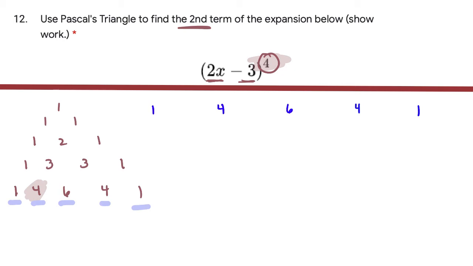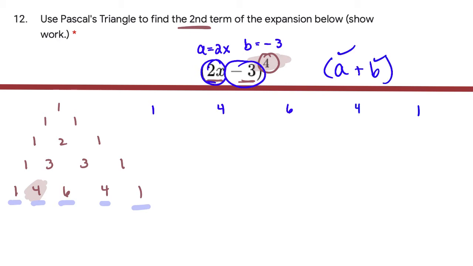Next, identify what a and b are. A is just the first term in the binomial, 2x. And b, you have to take the sign with it. B is -3. All of this is based off of a binomial written as a plus b. So in this case, a is our 2x, b would have to be a -3. Again, focus on this 4th degree.